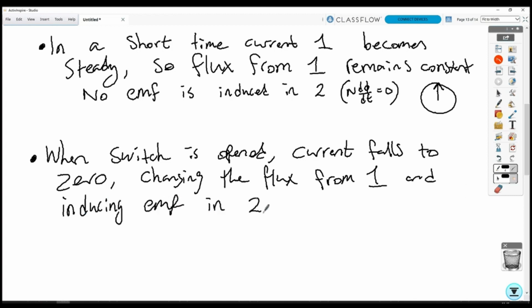However, this time we need to remember that the current, when it changed, it had a negative delta rather than a positive delta as the current decreased. So the magnetic field that was induced from coil 1 was the opposite to when the switch was closed. So in this case, the EMF, which is induced in coil 2, is opposite to that of when the switch was first closed. So we get a negative reading.